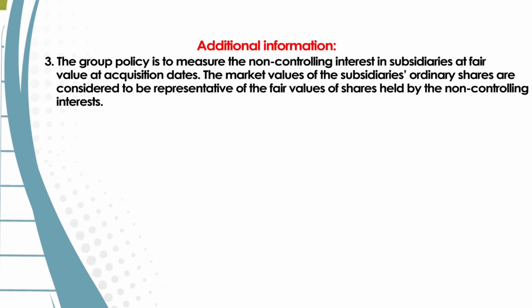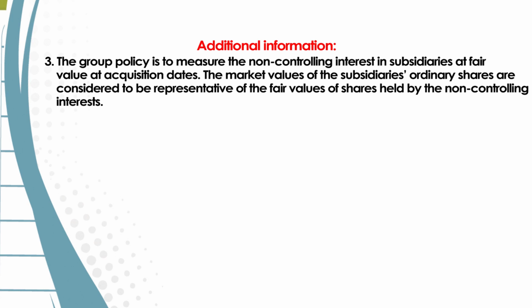So automatically, if you come across that particular information, you need to note that when computing the goodwill, then you have to use the full goodwill method, because you are told it is a policy of the group to measure NCI at fair value on the date of acquisition. And then you're told the market value of subsidiary shares is considered to be representative of the fair value of the shares held by NCI. I'll show you how to use that information specifically in computing the goodwill.